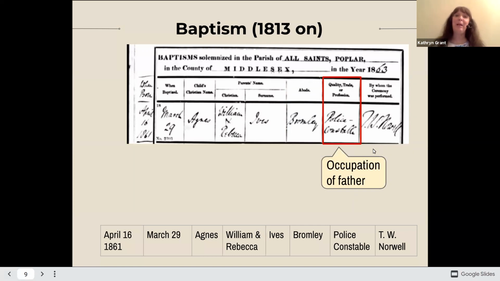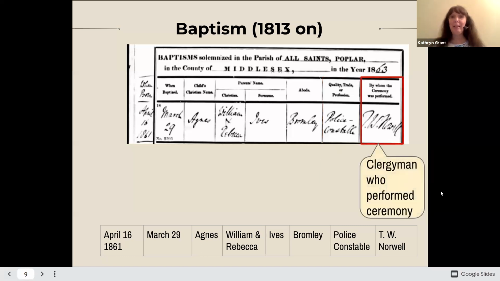The next thing I love is that it was standard for them to ask for occupations. And that's also helpful in telling if you're matching, say, the right father in a census to the right father in a baptism record. At the end, we've got the name of the clergyman who performed the ceremony.